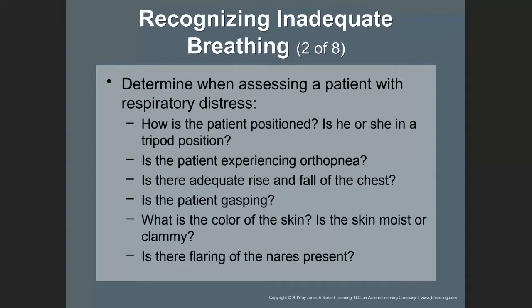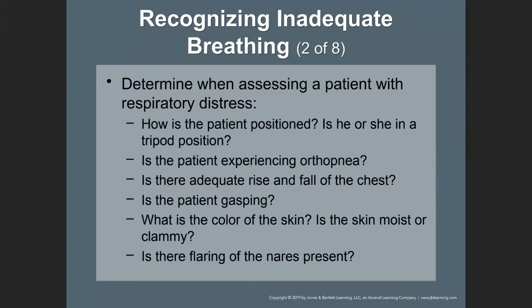Determine when assessing a patient with respiratory distress. So these are things that we need to determine when we are assessing a patient with respiratory distress. How is the patient positioned? Is he or she in a tripod position? So what type of position is the patient in? Is the patient experiencing orthopnea, right? That's difficulty breathing based on position.